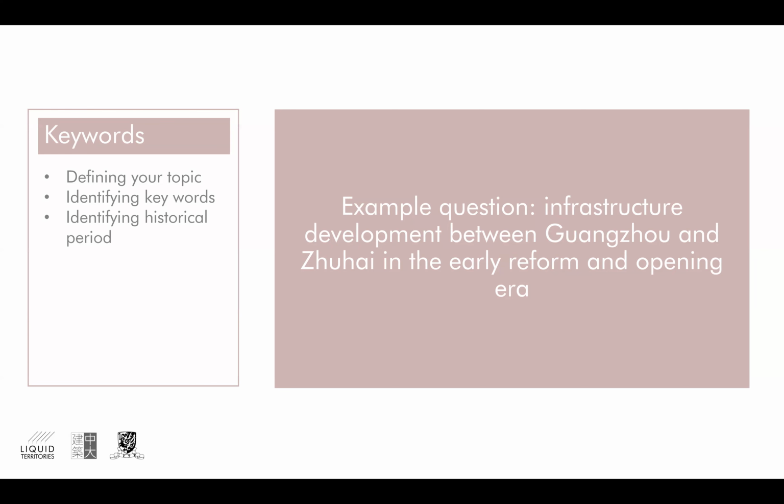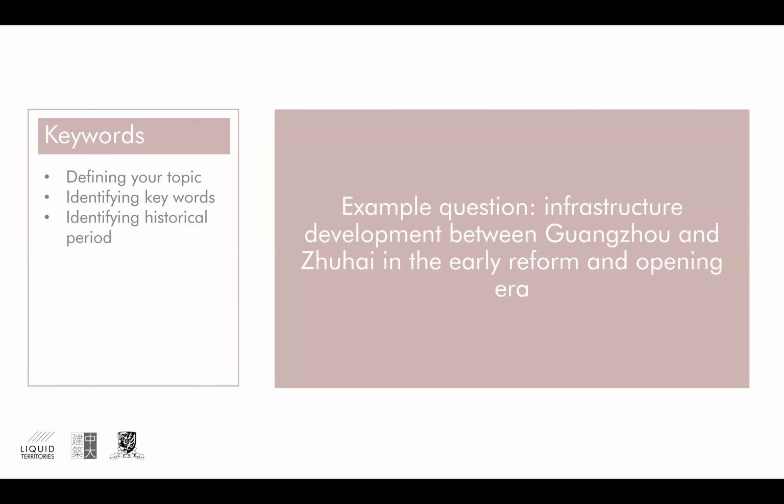Your time period might also be useful, which is from the late 1970s to mid 1990s, which is when reform and opening happened, the beginning of reform and opening. When key infrastructure projects were being planned and implemented to link previously disconnected areas, this is the time that laid the ground for further development within the Pearl River Delta era.